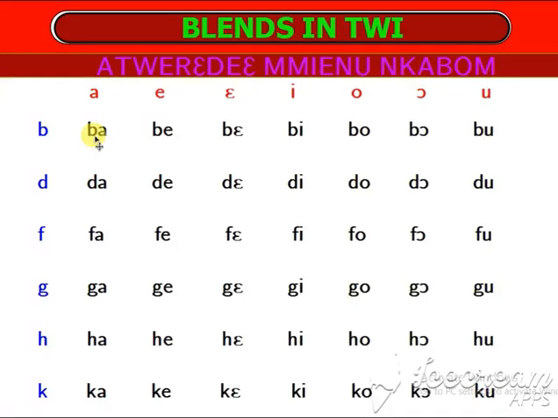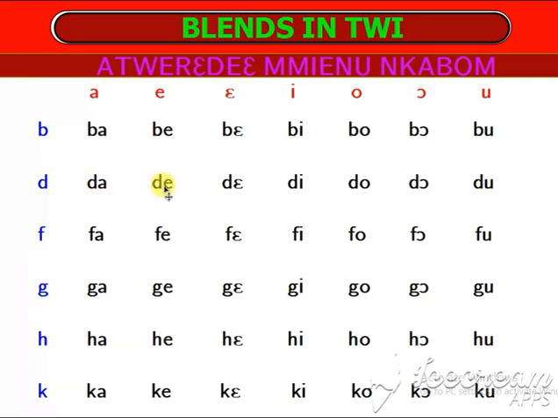In this session, we are going to recite the two-letter words in Twi. Please follow the patterns and recite them with me. Ba, be, bɛ, bi, bɔ, bo, bu.